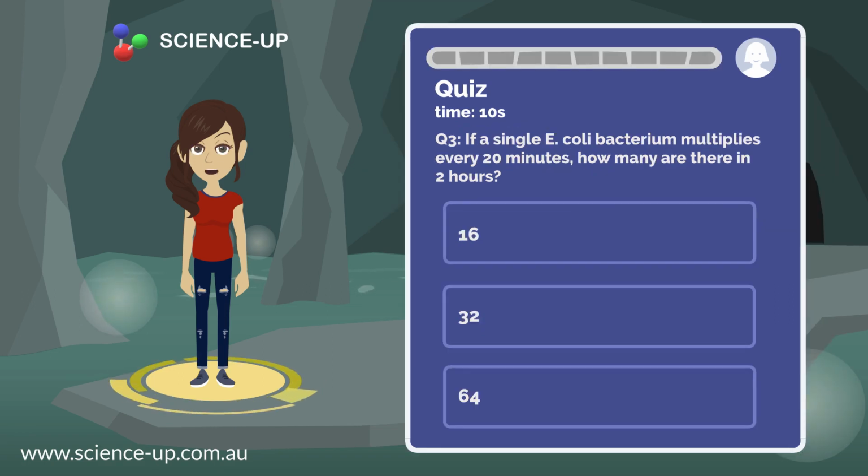And now the last one. If a single E. coli bacterium multiplies every 20 minutes, how many are there in 2 hours? You have 10 seconds. Good luck.